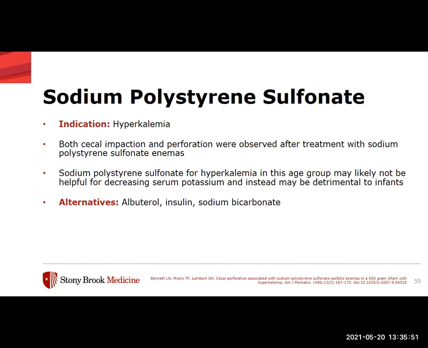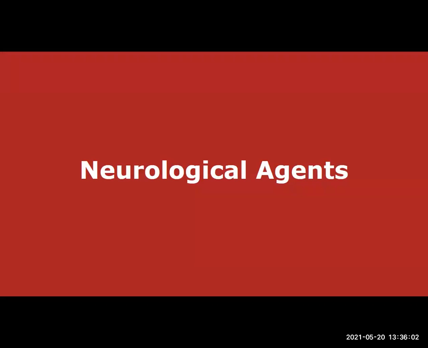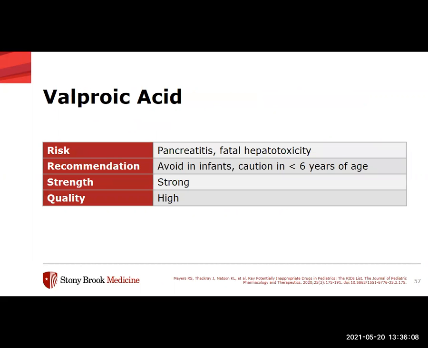So now getting back to the original issue of hyperkalemia, some alternative agents that can be used instead of Kayexalate include albuterol, insulin, and sodium bicarbonate. And finally, our last class of kids list medications that we will speak about are the neurological agents. So valproic acid is a medication used for the management of seizure disorders.